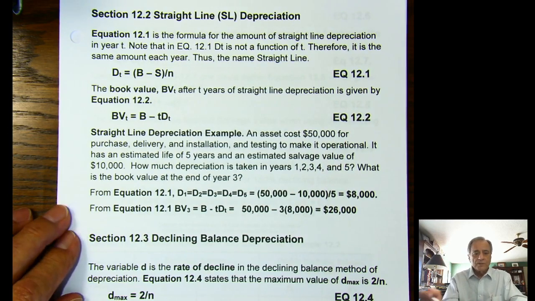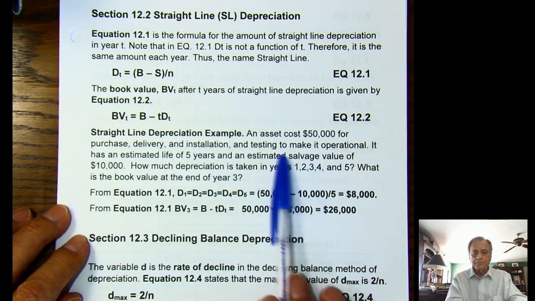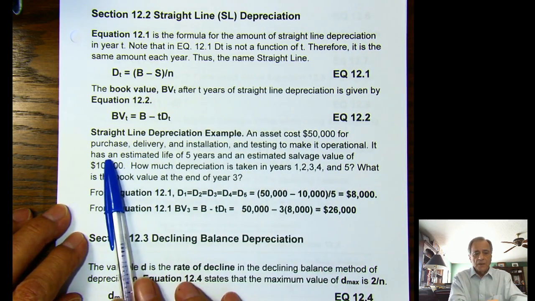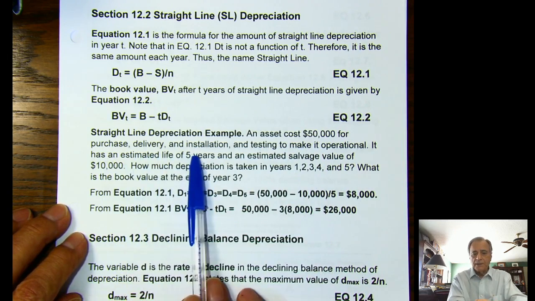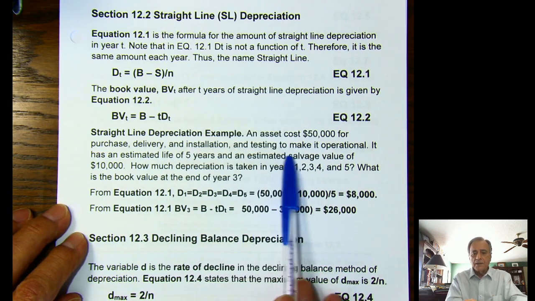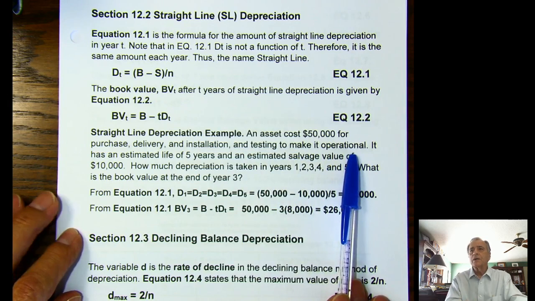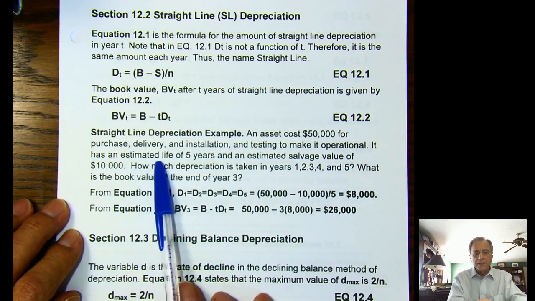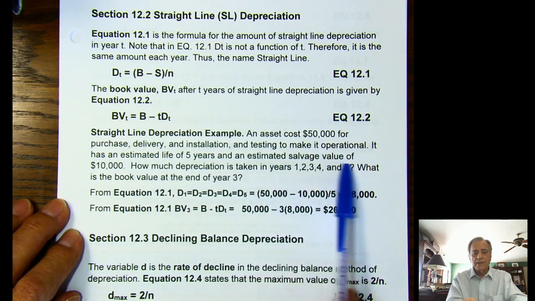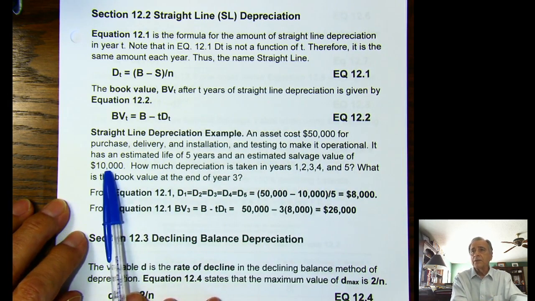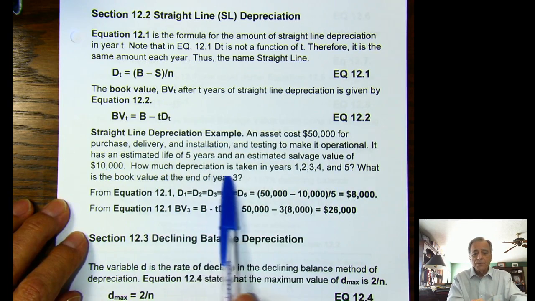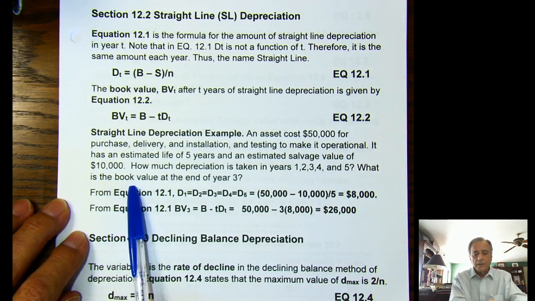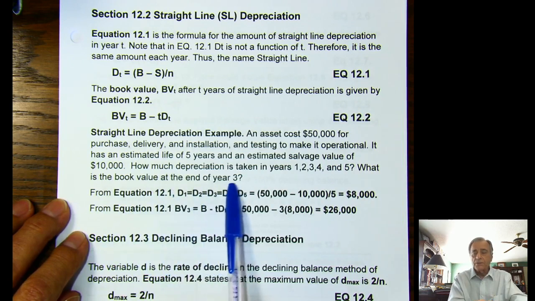Okay. So here's an example. An asset has a first cost of $50,000. That includes purchase, delivery, and installation and testing to make it operational. So that's all the cost to get it going, so to speak. It has an estimated life of 5 years and an estimated salvage value of $10,000. How much depreciation is taken in years 1 through 5? What is the book value at the end of year 3?